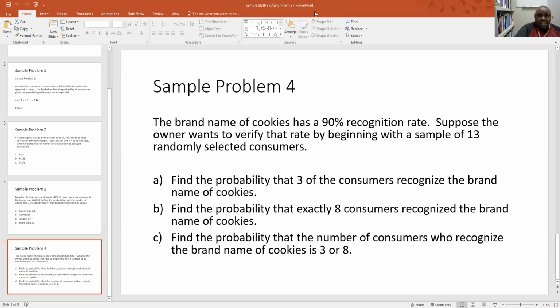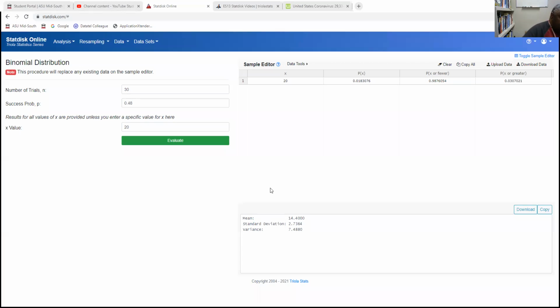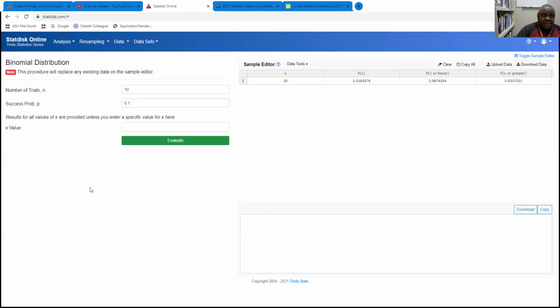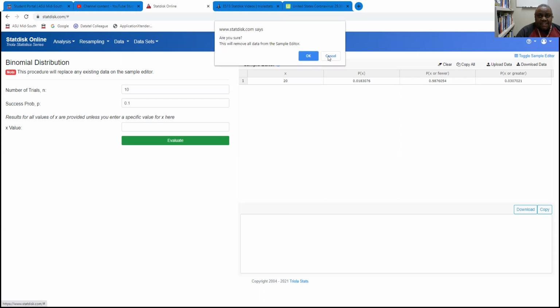Okay, so now let's go to StatDisk. And again, it's going to be a binomial distribution, just like in the other two sample problems that I did. You can do this: Analysis, Probability Distribution, click on that. Binomial Distribution, click on that. You can press clear if you want to clear this out.